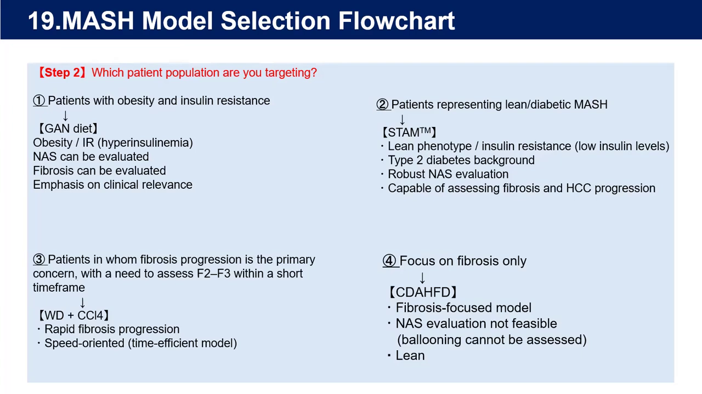Furthermore, if you wish to assess the progression of fibrosis over a short period, Western diet plus CCL4 model could be your option. This model is characterized by its ability to evaluate moderate to severe fibrosis in a relatively short time frame. Additionally, CDA diet model is suitable when the focus is specifically on evaluating fibrosis itself. Thus, by considering these two perspectives, which endpoints to observe and which patient backgrounds to assume, it becomes possible to select the appropriate model.